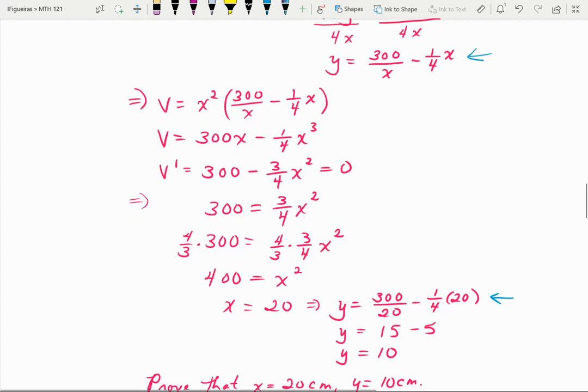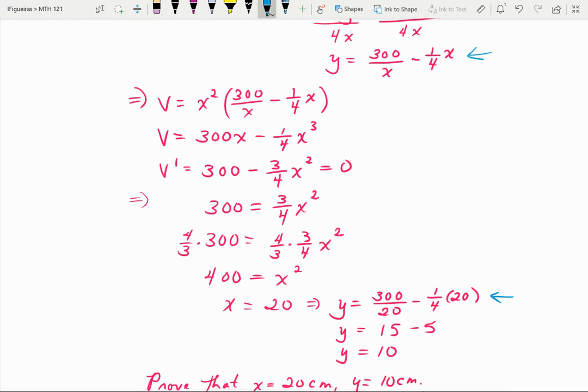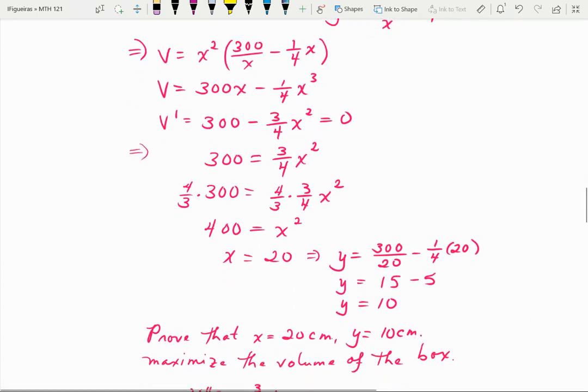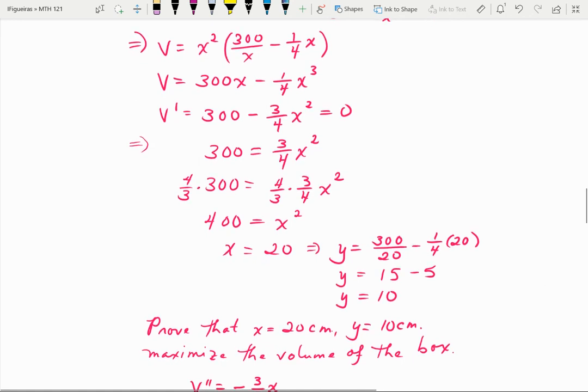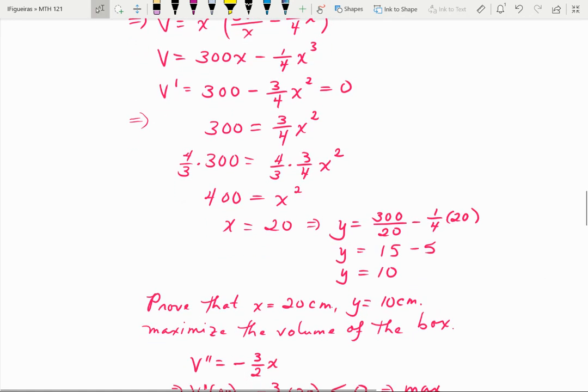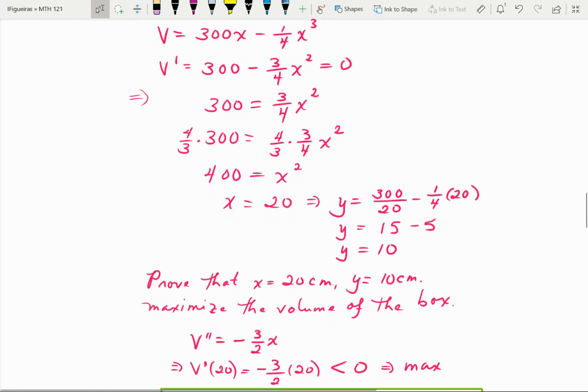And so when you simplify, you get 15 minus 5, which gives you a value of 10. And so the dimensions are 20 centimeters and 10 centimeters. And we want to prove that this maximizes the volume of the box.